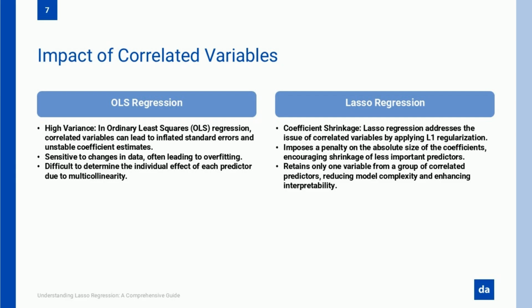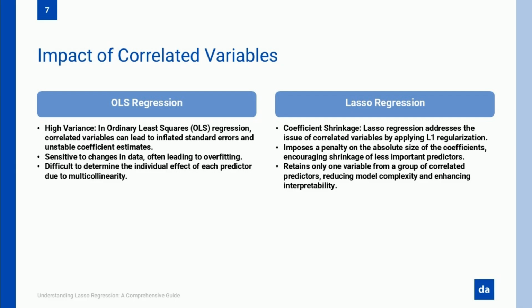Sometimes the variable that survives is just the one that happened to have a slightly stronger initial correlation with the outcome. That means we still need to be careful when interpreting the results and understanding why certain variables were kept while others were removed. So now that we know how Lasso handles correlated features, the next big question is, how does it affect the overall model structure?